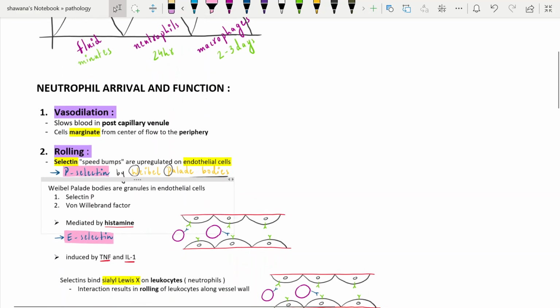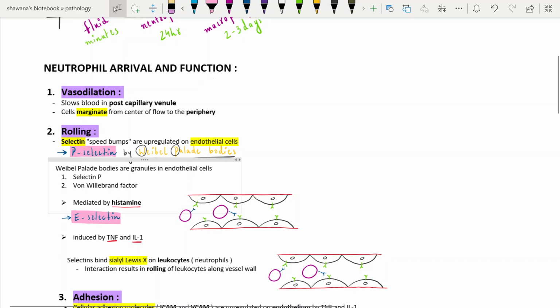So let's discuss neutrophil arrival and function. In general, it can be leukocytes, because leukocytes can also include macrophages, that are monocytes. So we are talking in general about both leukocytes and in specific about the neutrophils. Arrival and function has several steps. Now we are discussing 5 major steps, and in the next video we'll discuss the remaining steps.